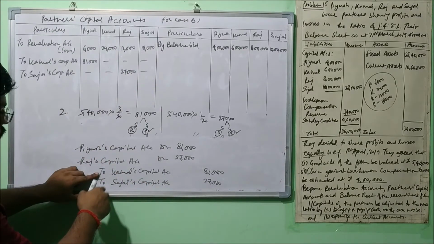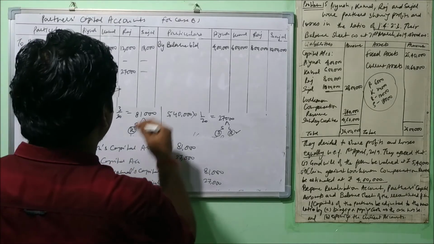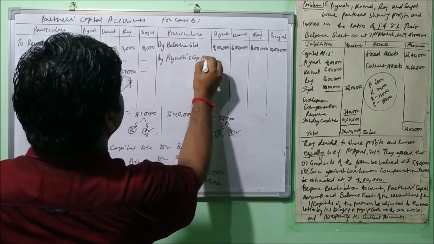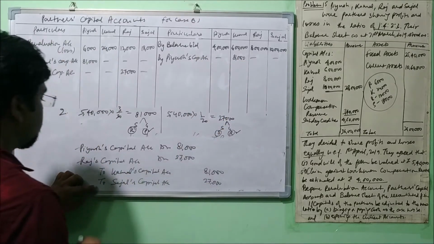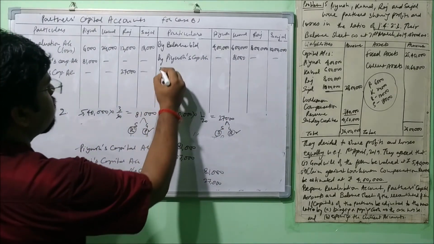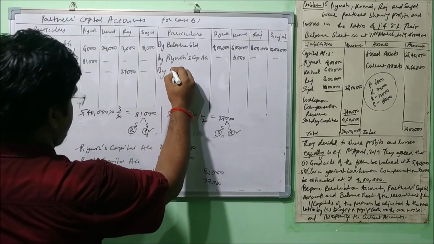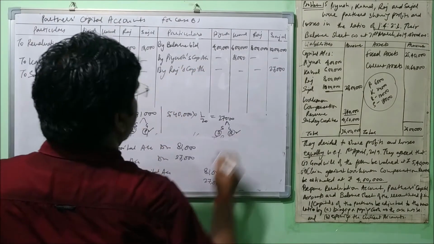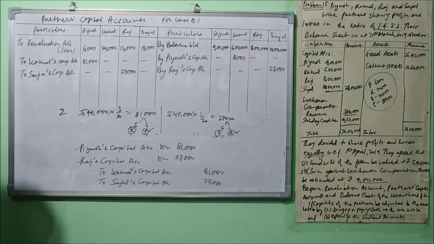Kamal is having a relationship with Piyush. So in Kamal's column, the entry will be done by the name of Piyush capital account, 81,000. Fine. Similarly, Sajal is having a relationship with Raj. So in his column, the entry will be by the name of Raj capital, 27,000. Understood the point? Okay, so be focused about it.